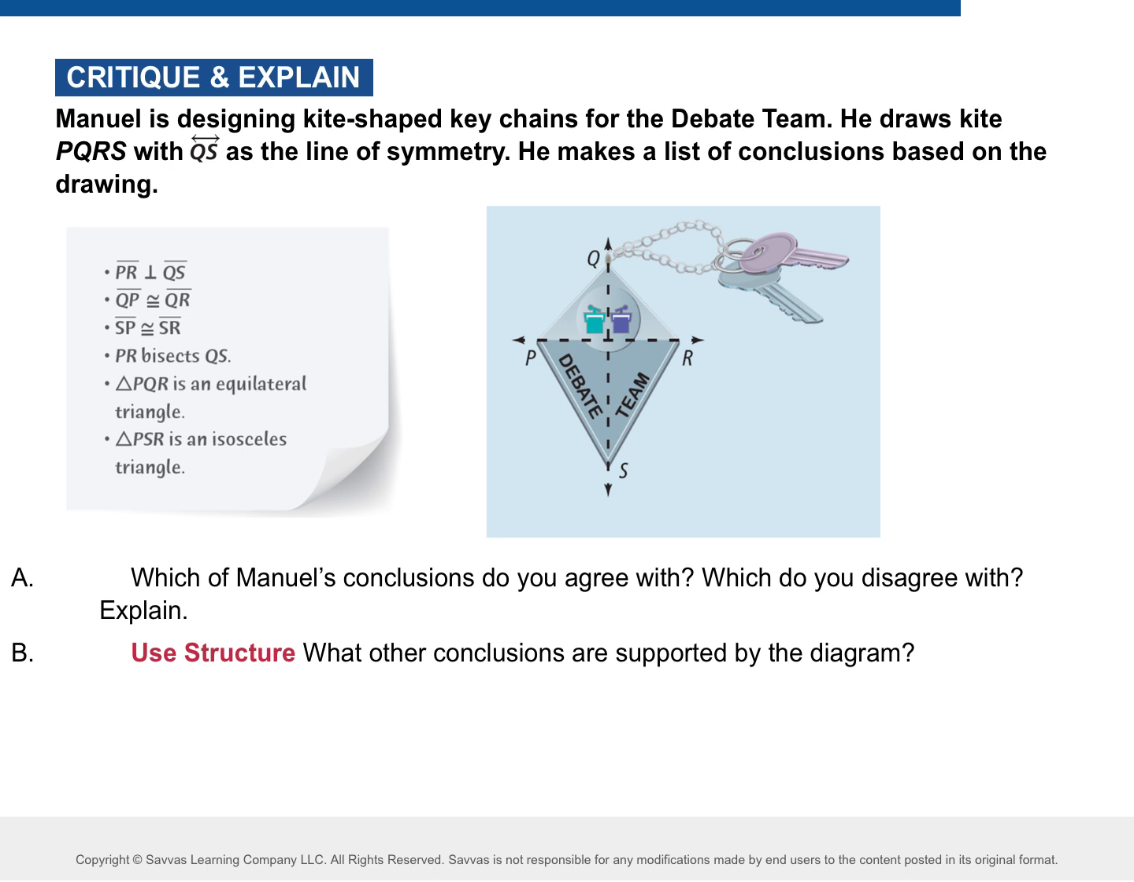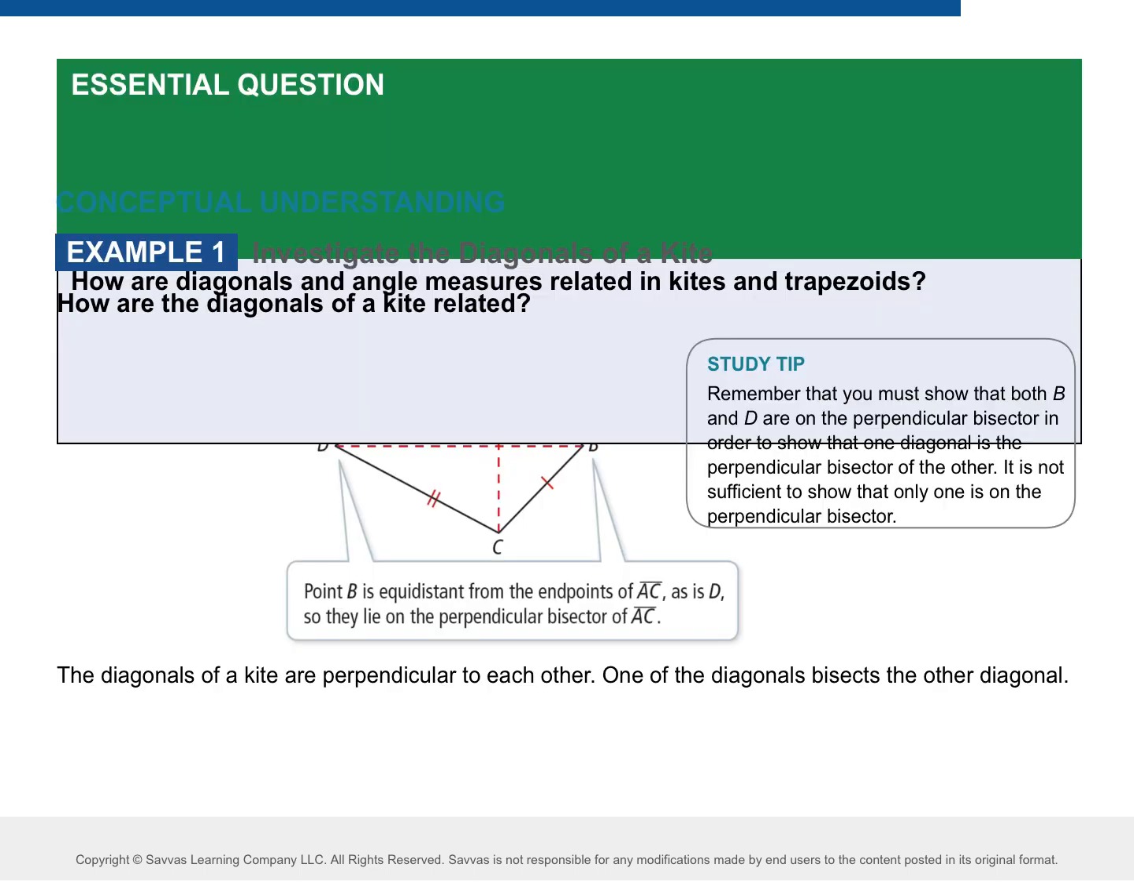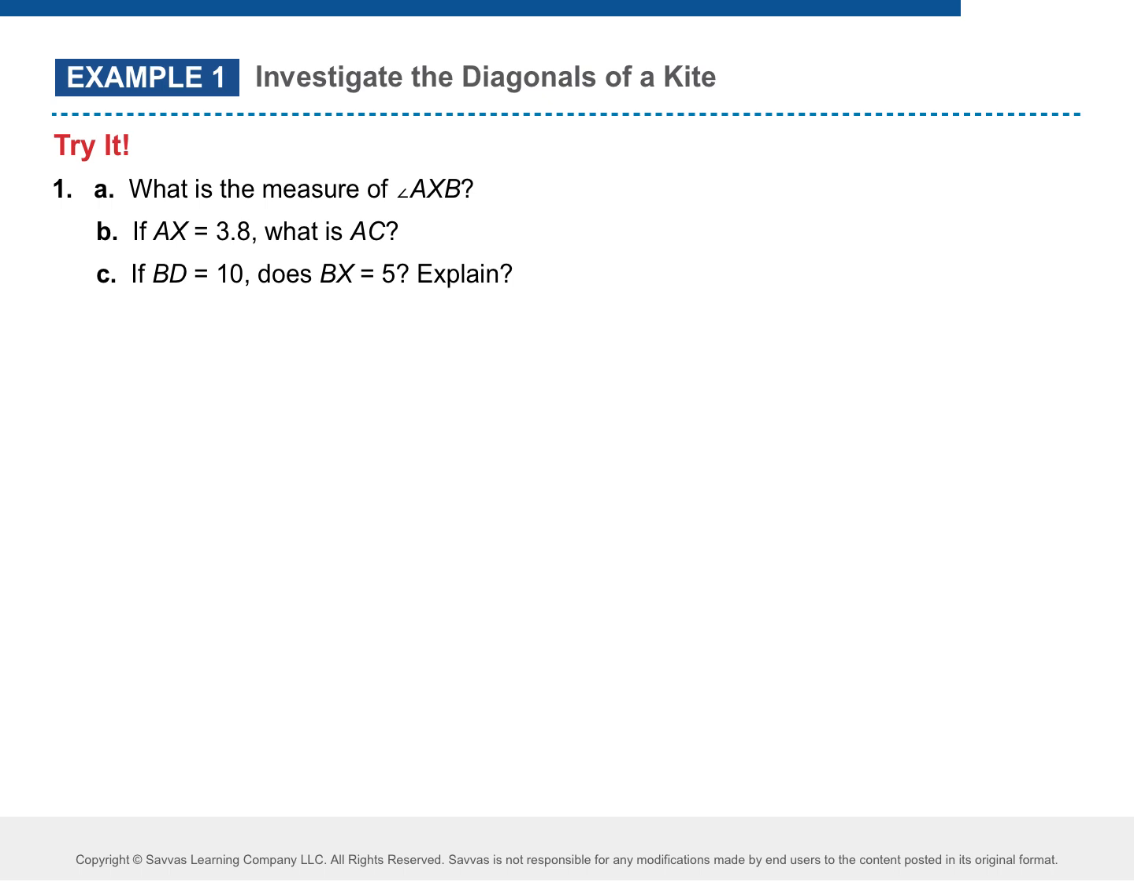Section 6.2 is going to be all about kites and trapezoids. On example 1, it did not give you a picture. We need a picture, okay? So we're going to draw our own kite and we're going to talk about it. Go ahead and draw yourself a kite in this area right here in your notes. This is what a kite looks like.